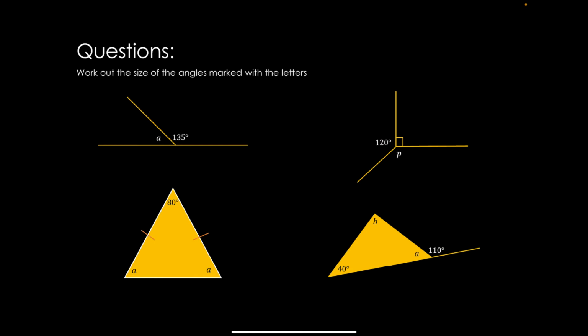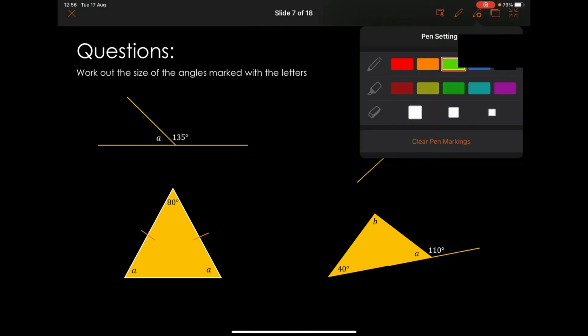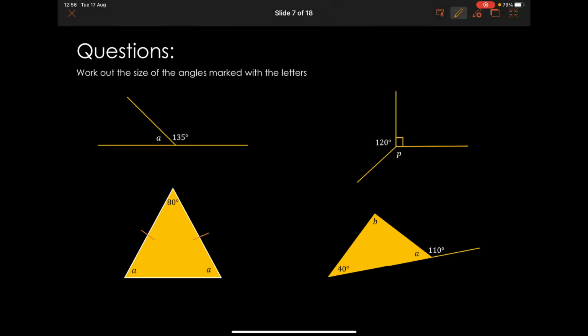Okay, so if you've had a go, let's go through these then. The first one, what is angle A? Well, we should know that this is a straight line, so it adds up to 180 degrees. So I need to do 180 take away 135, and it will give me the size of my angle, which is 45 degrees.